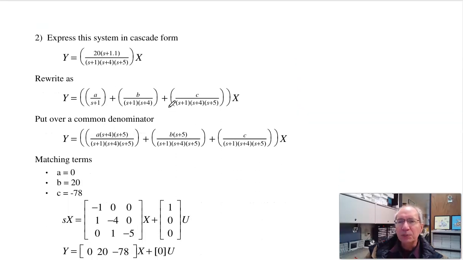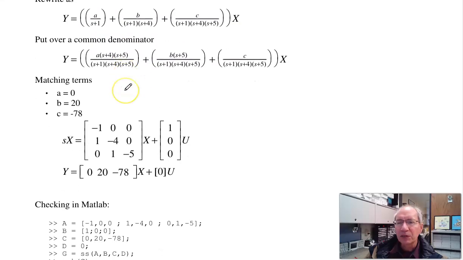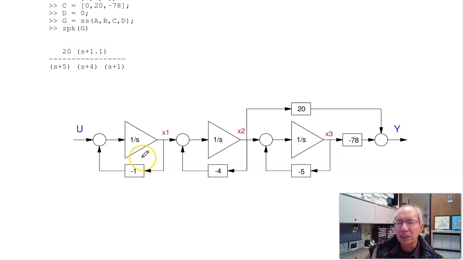Problem 2 is express it in cascade form. So in cascade form, I have 3 first order systems. Here's what it looks like. Poles at -1, -4, -5. The order is arbitrary. You get a different answer for each combination.